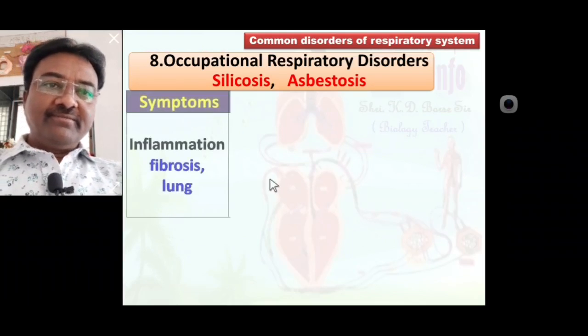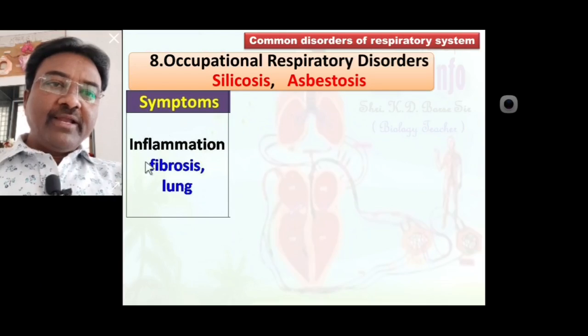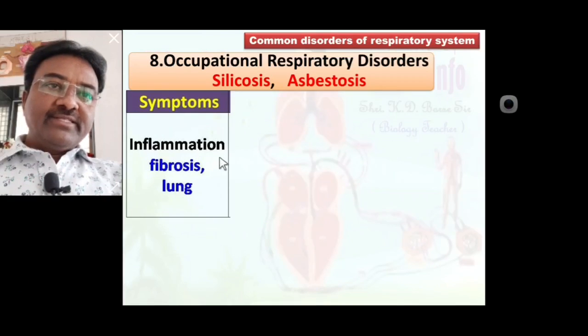Seen here, the symptoms: inflammation of the lungs and fibrosis. The common symptoms seen in silicosis and asbestosis are fibrosis and inflammation of the lungs.